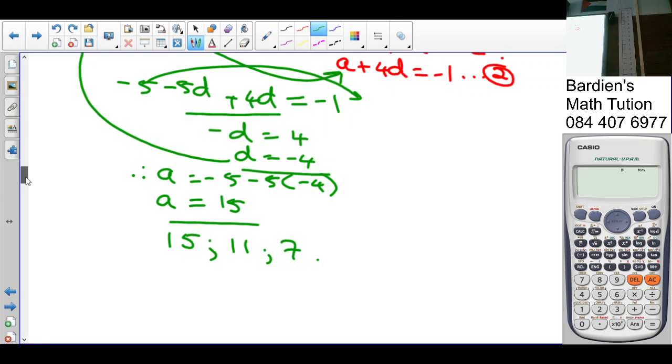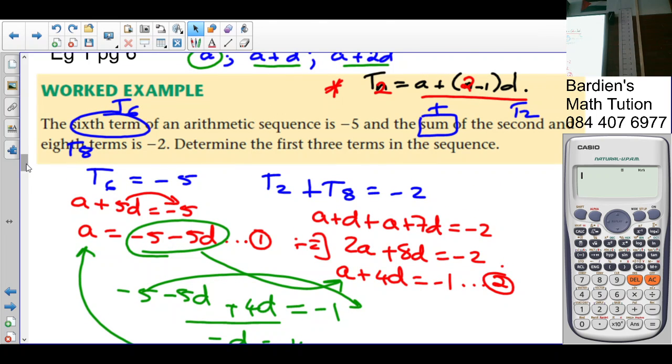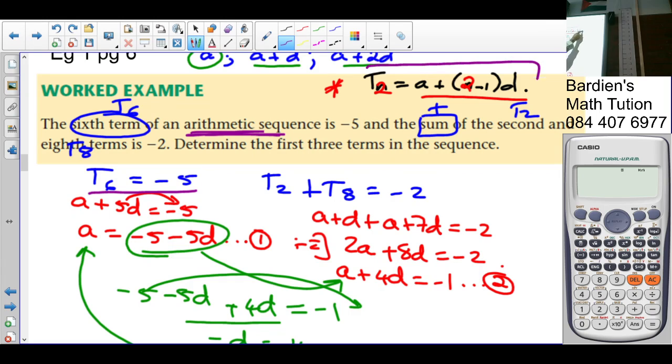Any confusion here? Let's look at it again. The question said the 6th term of the arithmetic sequence is negative 5. So I write there T6 is negative 5. Remember, T6 is going to be a plus 6 minus 1 times d, which is a plus 5d, is equal to negative 5. The subject is arithmetic. If it was geometric, I couldn't have used this here. Can you see that, people? That is the general term for arithmetic only. Later on, we'll look at the geometric in the next video. Okay?